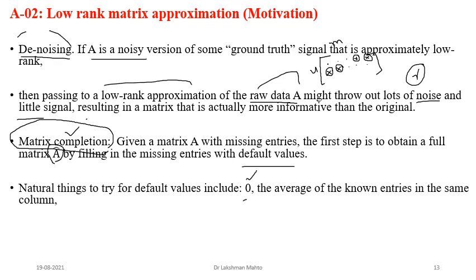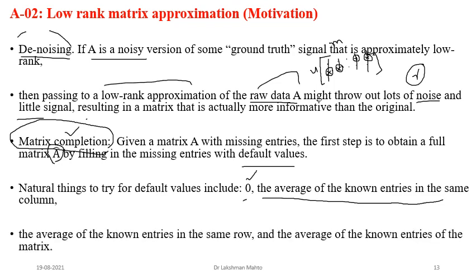Another default entry: you can take the average of the non-missing entries in the same column. If you observe the first column, very few entries would be missing, so take the other entries, average them out and put that at the missing place. Likewise in every column, that means you are completing the matrix and then going for a low rank representation. Another approach is to take the average of the non-missing entries row-wise. Otherwise you can also take the average of the non-missing entries of the complete matrix.